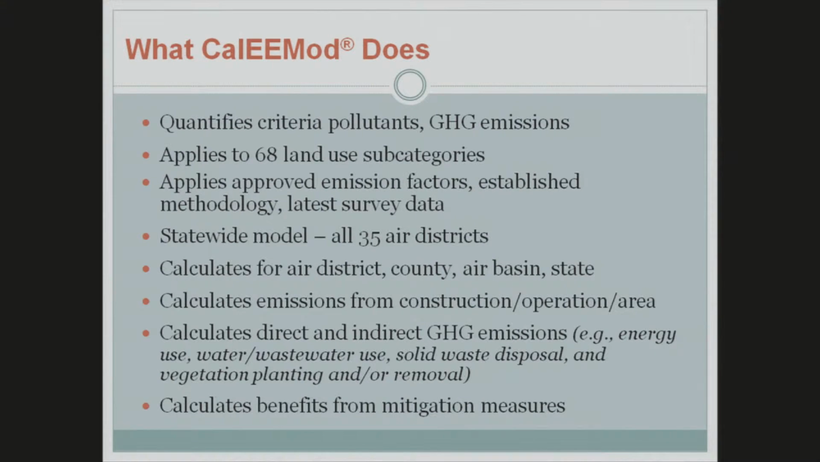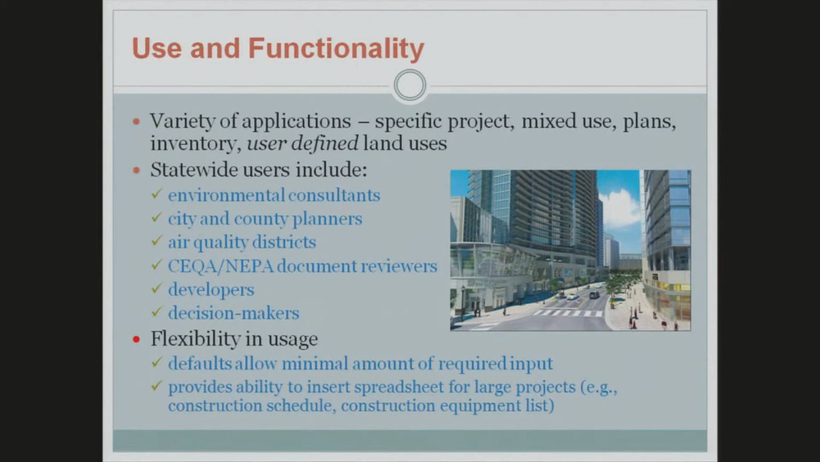The model calculates emissions for both the construction as well as operational phase, and within the operational phase, we also calculate what we call area sources, and we can look at that momentarily. It calculates both direct and indirect greenhouse gas emissions, so we're talking about things like water use or energy use, solid waste disposal, as well as some of the benefits one gets from planting vegetation, so from sequestration. And then finally, calculating the benefits from various types of mitigation measures.